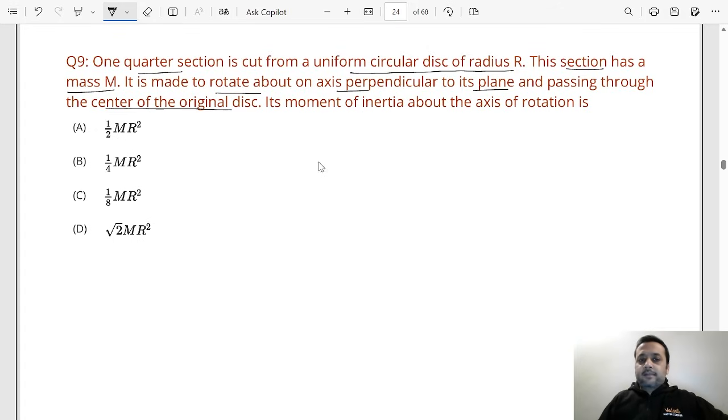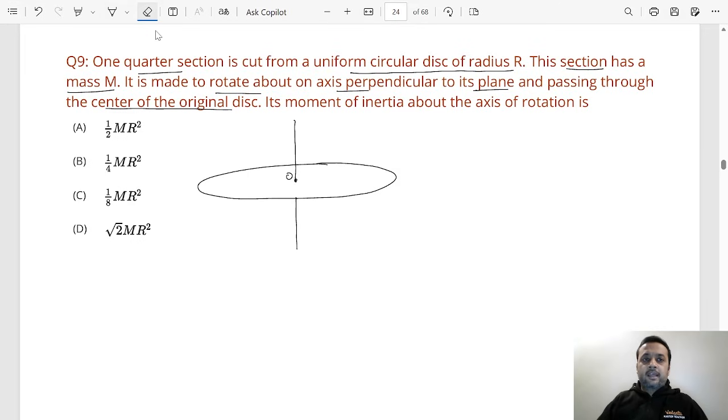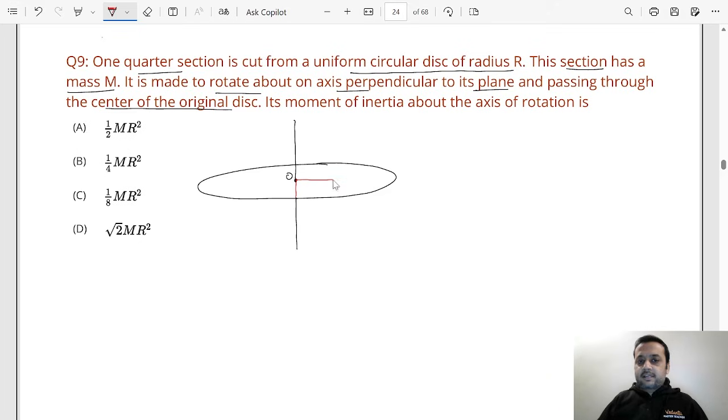So let's first understand what is happening. Imagine that we have a disc. Now this is the center of the disc, and this is the axis of the disc. Now let us imagine that this is a quarter section that you have cut out. And this quarter section has a mass m. This means that the disk will have a mass of 4m, because 4 times the mass of the quarter.